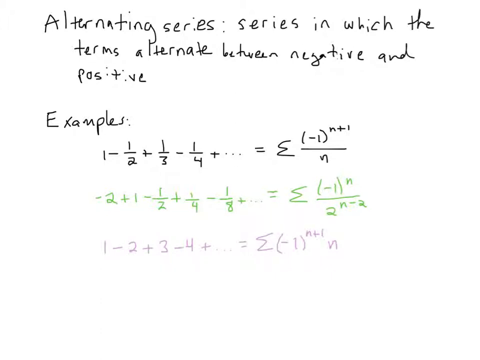And in the last one, we just have n, but it's alternating because we have positive, negative, positive, negative. So in all three of these, what makes this an alternating series is that we have -1 raised to some power, either n or n plus 1. It's raised to the n power if we want the first term negative, and it's raised to the n plus 1 power if we want the second term negative.